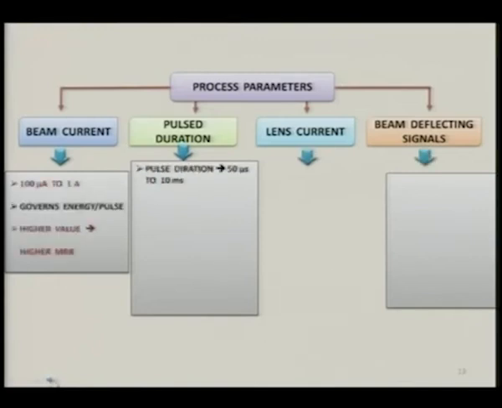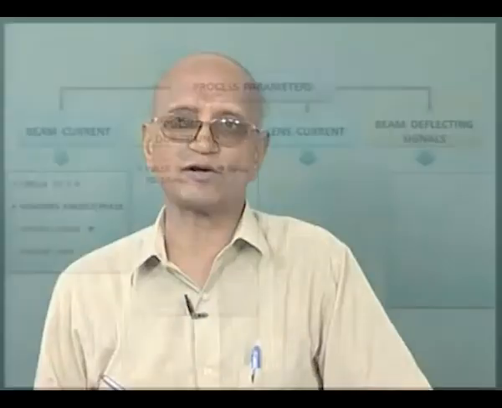Now beam current normally varies from 100 microampere to 1 ampere. It governs energy per pulse, and a higher value of the beam current will lead to a higher material removal rate. But please note carefully that a higher material removal rate will not necessarily retain the same accuracy of the machine components. So one has to find the trade-off between the MRR and the accuracy.